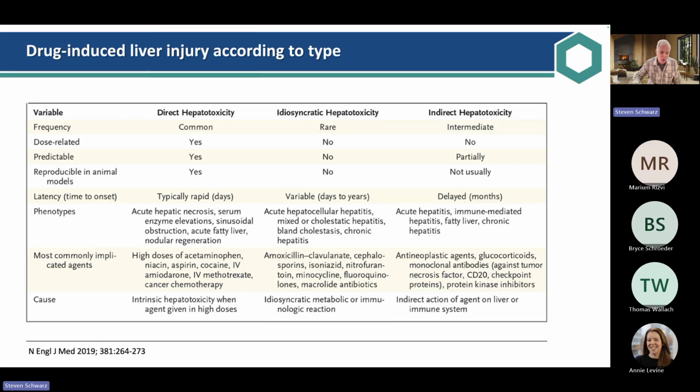And the most commonly implicated agents, of course, again, high doses of acetaminophen, and a variety of other drugs. NSAIDs are part of this, and cancer chemotherapeutic agents are obviously directly hepatotoxic as well. And the cause is these drugs have intrinsic hepatotoxicity when given in high doses.